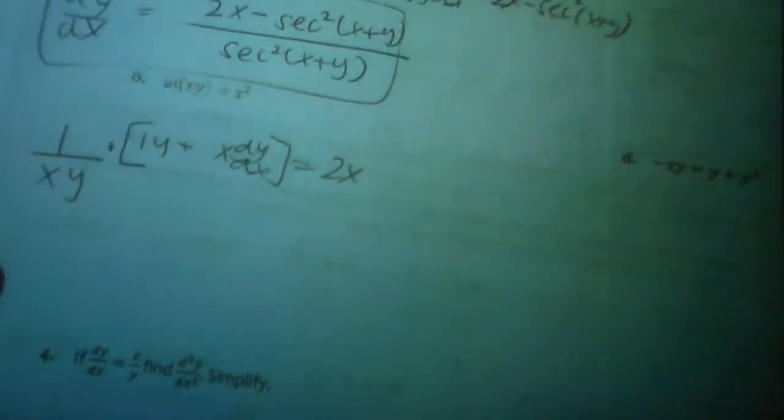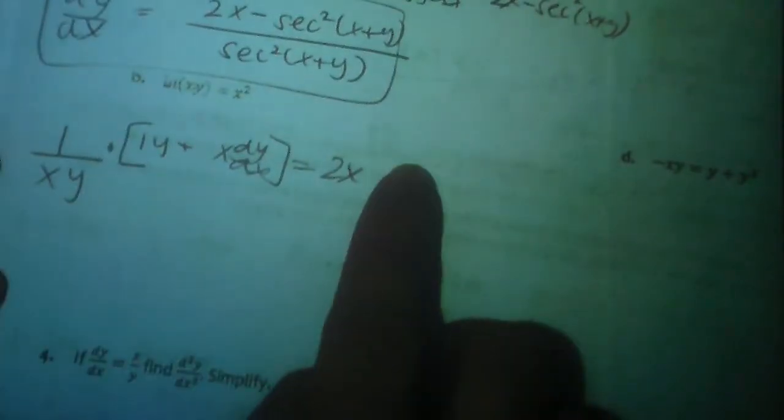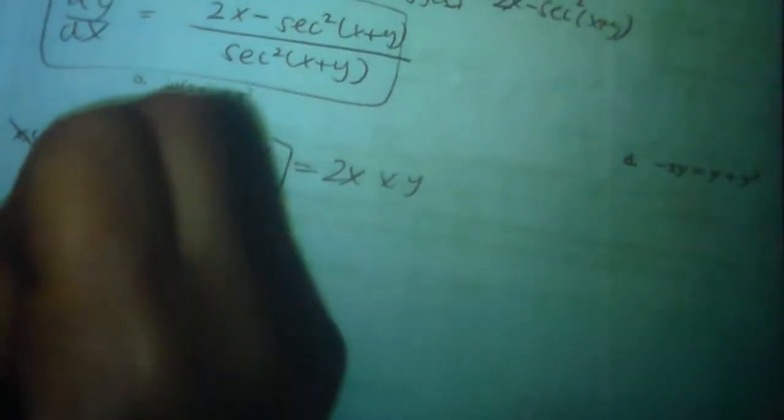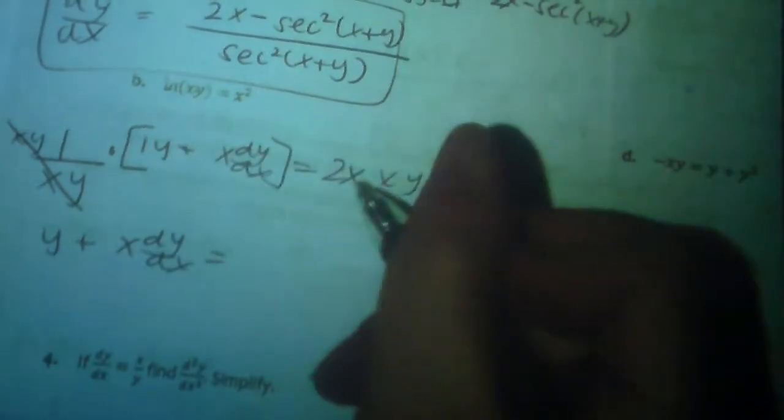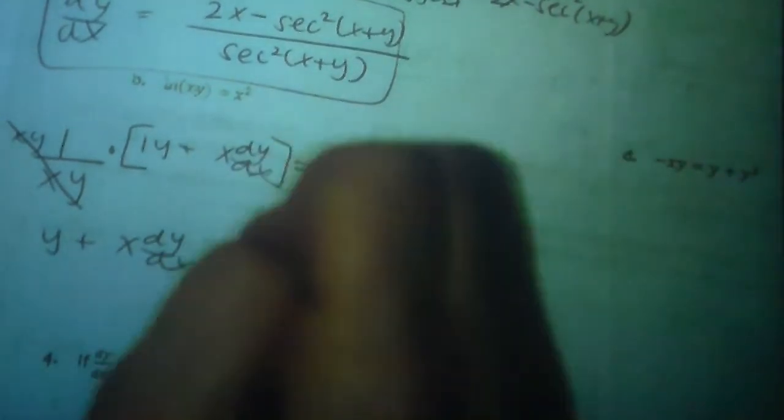Easiest way to solve this, I find, is just multiply the xy up, so multiply xy on both sides. Now it's just y plus x dy/dx equals 2x times x, which becomes x squared, so 2x squared y. Subtract y over, divide by x, and there's your derivative.